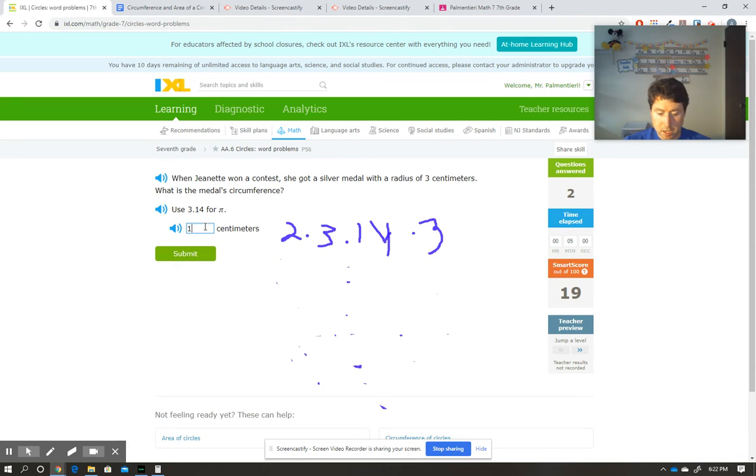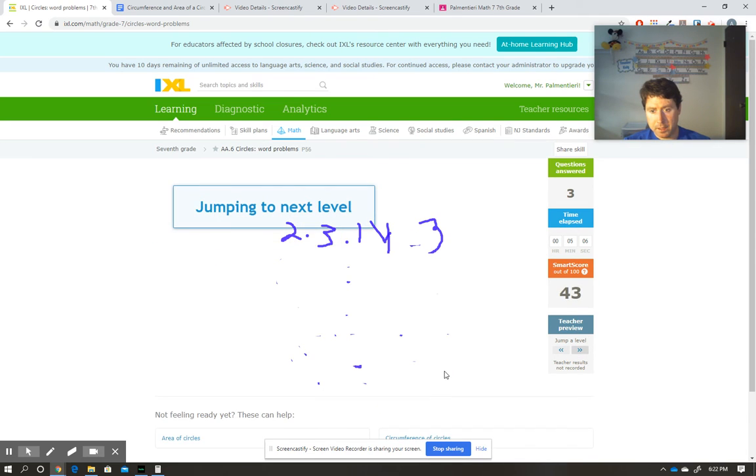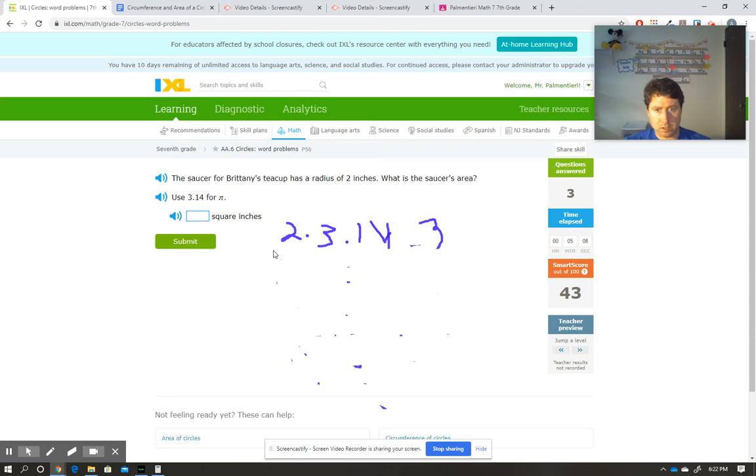Okay, I think we hit just about everything. I'm going to ramp it up a level in a second here. Let me jump a level here. See, I don't think it really gets too much harder. I just think it's the same type of questions. Here's a good one. The saucer for Brittany's teacup has a radius of 2 inches. What is the saucer's area?